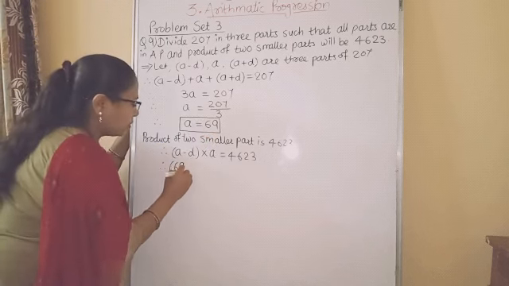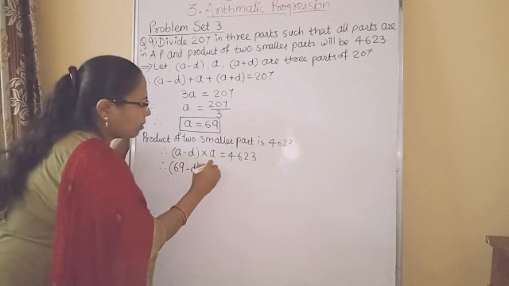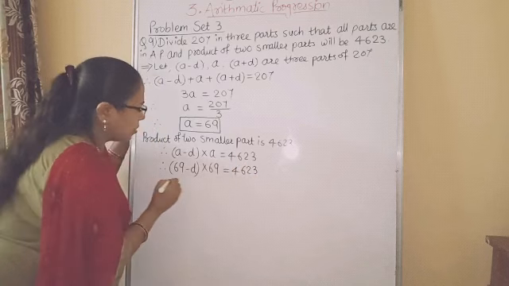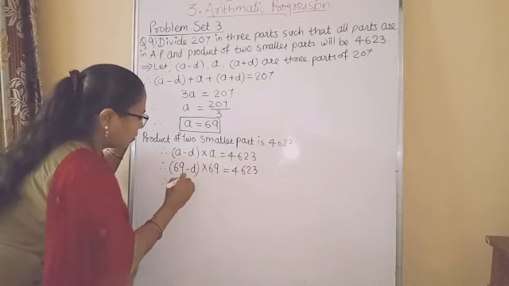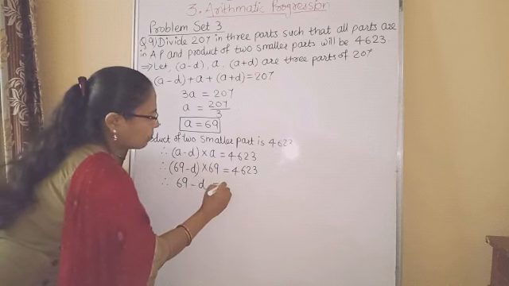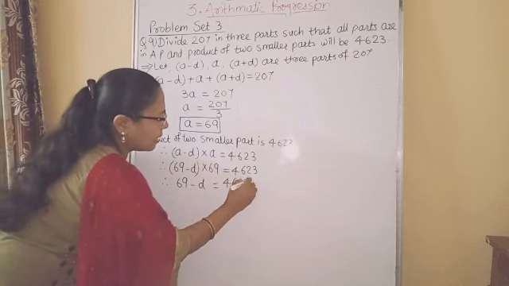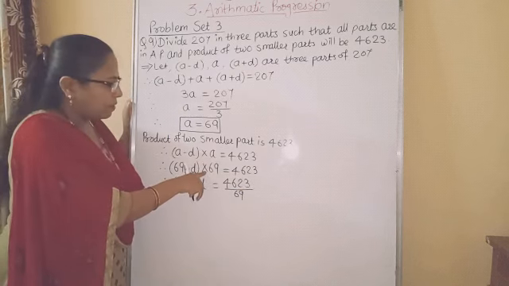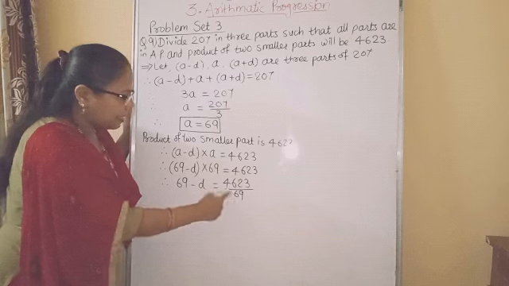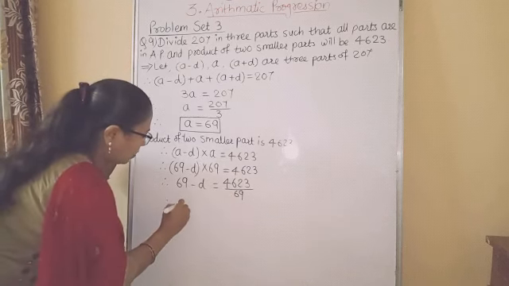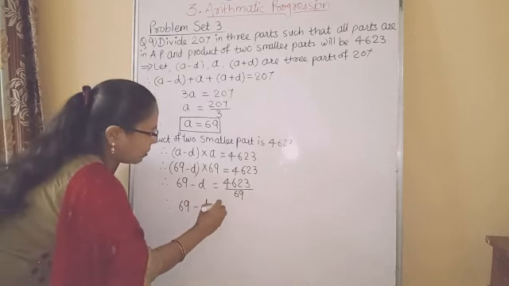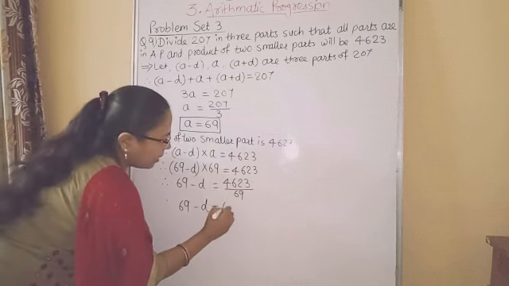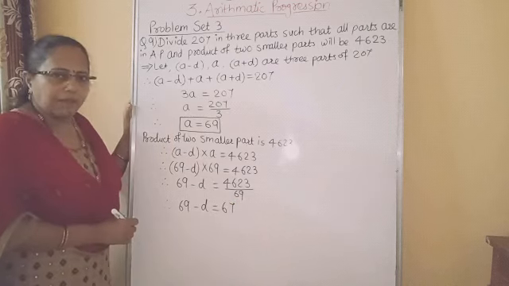Therefore, 69 minus D into 69 is equal to 4623. Therefore, 69 minus D is equal to 4623 divided by 69. This 69 is multiplied here. When we will take on this other side, it gets divided. Therefore, 69 minus D, if you divide 4623 by 69, we will get answer 67.